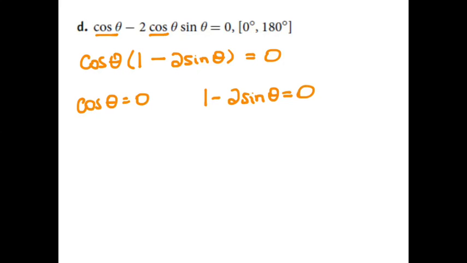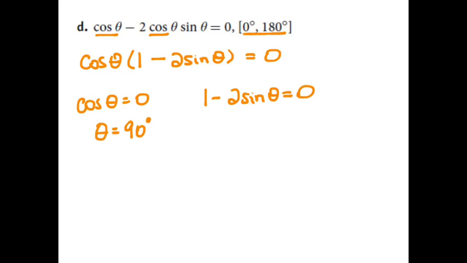Cosine theta is equal to 0. Remember, cosine is the x-coordinate. That's going to be equal to 0 on the y-axis. And let me take a moment and just acknowledge my interval here is only from 0 degrees to 180 degrees. We're not using the whole circle, only 0 to 180. And so in that interval, cosine theta is going to be equal to 0 at 90 degrees.